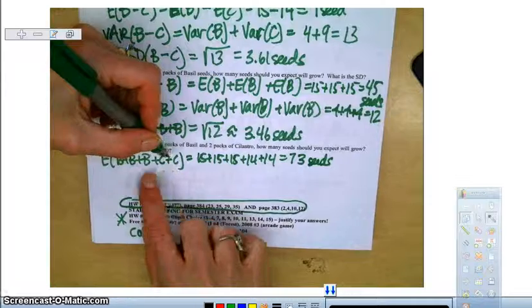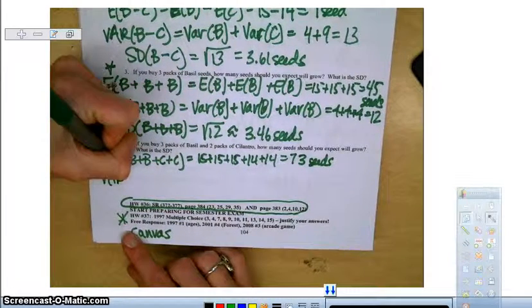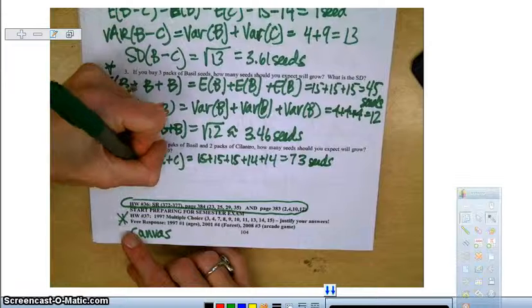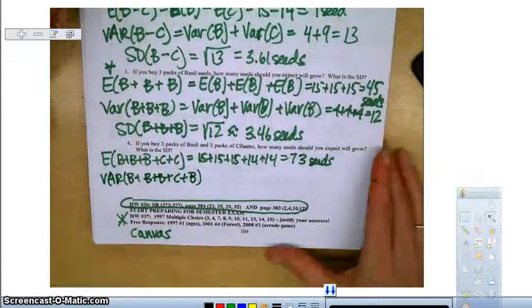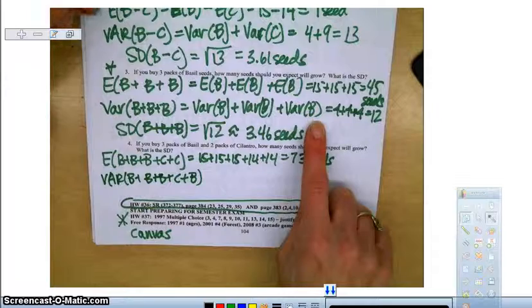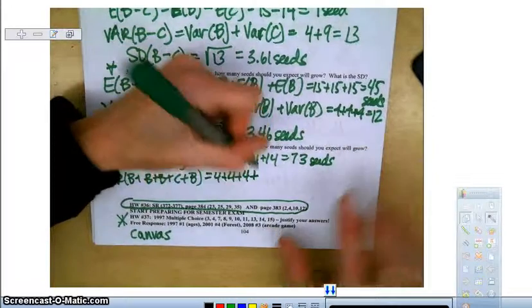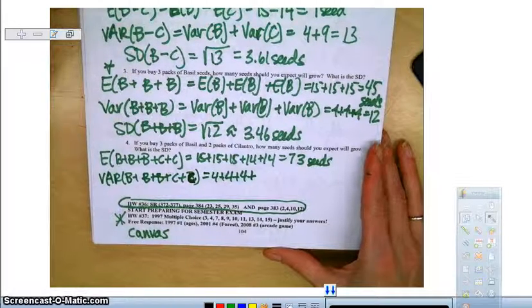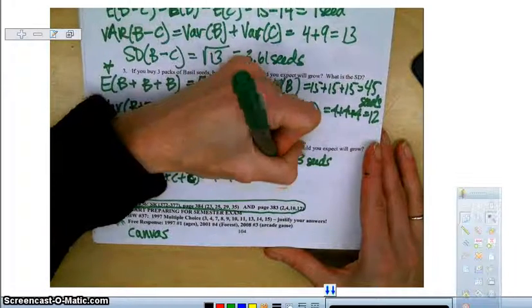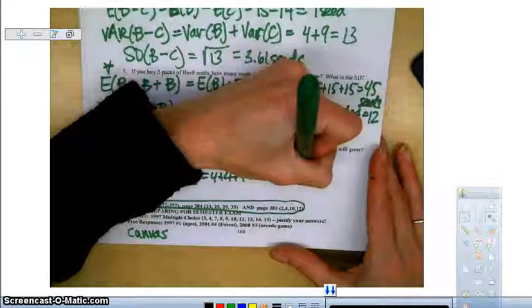because we're adding different kinds of seeds. We're adding 2 more packs. So for the variance of basil plus basil plus basil plus cilantro plus cilantro, we're just going to add the 3 variances from before, which was 4 plus 4 plus 4, plus 2 more variances. What was the variance of cilantro? 9. So 9 plus 9. So that's 12, 30. That's the variance.